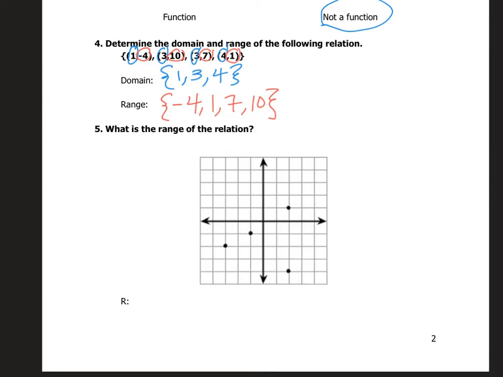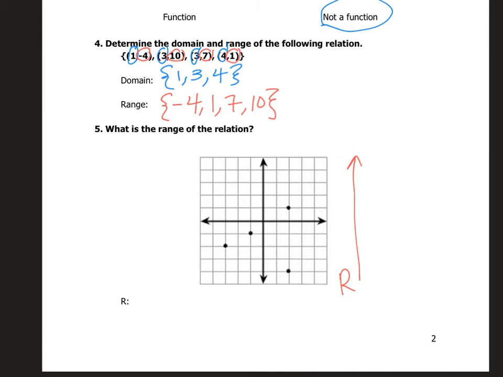All right, number 5 is asking, what is the range of the relation? So if I'm looking for a domain, I'm going to go from left to right. If I'm looking for range, I'm going to go from bottom to top. So I'm going to quickly draw that to the side of my graph.